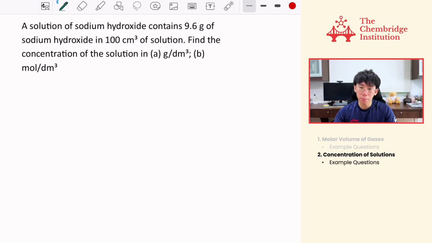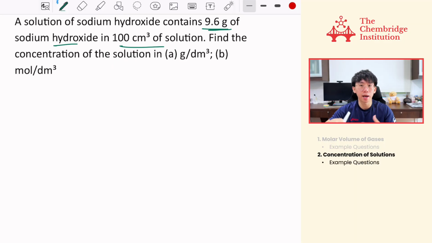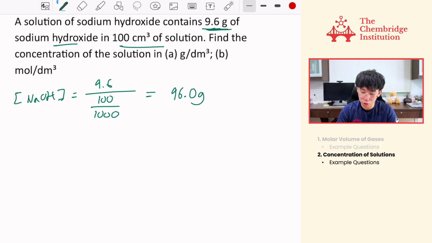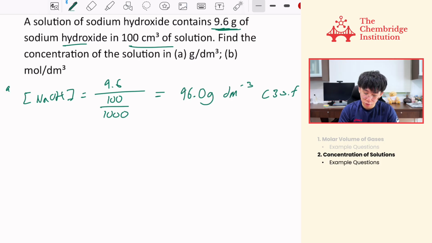Okay, let's look at another example. So let's say a solution of sodium hydroxide contains 9.6 grams of sodium hydroxide in 100 cm³ of the solution. So find the concentration of the solution in gram per dm³ and then mole per dm³. Okay, so we already have the mass of the sodium hydroxide, 9.6 grams. So the concentration is just simply 9.6 grams divided by the 100 cm³ converted to dm³. This will give you a value of 96.0 grams per dm³. Again, leave it in 3 significant figures. Okay, so that's for part A over here.